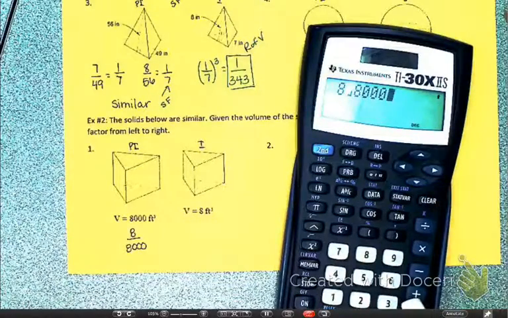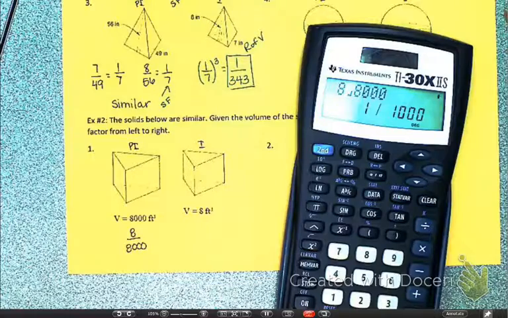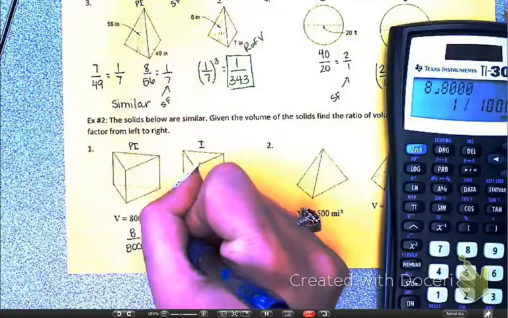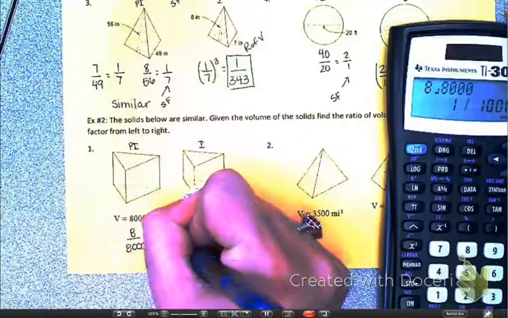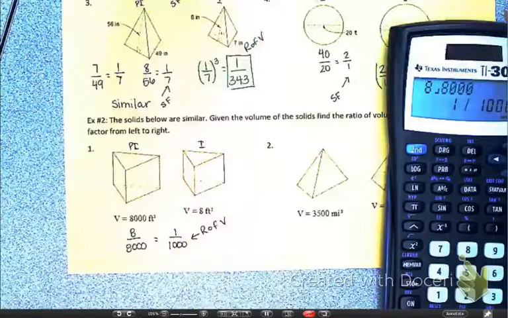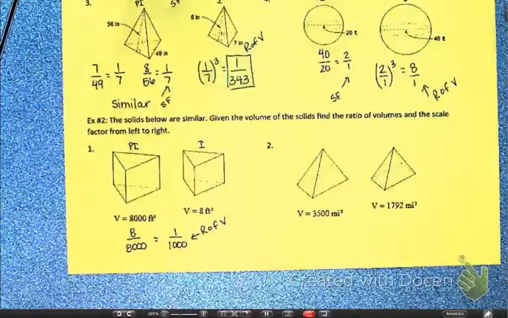And what do we get? 1 over 1,000. Some of you probably saw that, right? You knew 8 went into it. So my ratio of volumes is 1 over 1,000. So that's our first step. Find the ratio of volumes. Make a ratio with the volumes. Simplify. Ratio of volumes. Does that make sense?